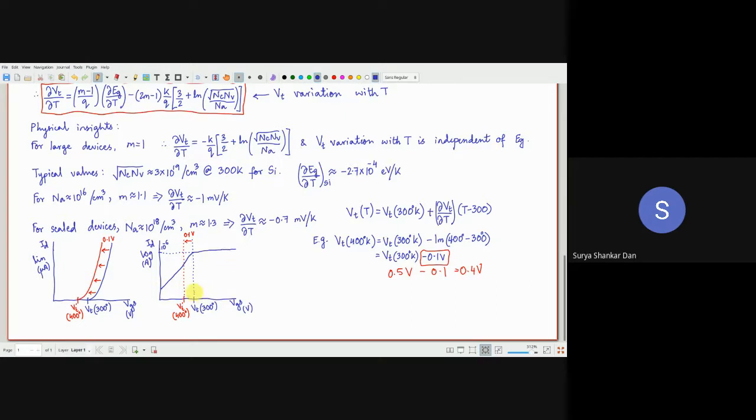Now, if the VT changes, what will happen? This entire plot will shift towards the left. So from here to here, and then from here. But they will shift parallelly. So now can anybody tell us what is the problem?